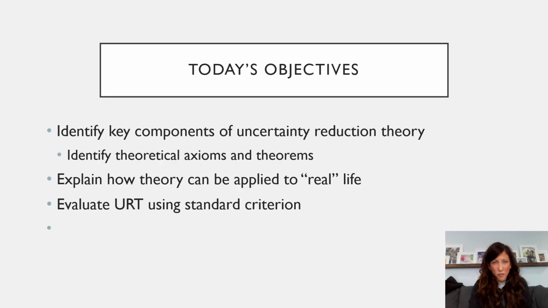As always, our general objectives for the day are to identify not only the major idea of a theory, but also to look at the more specific theoretical components. So specifically today, we're going to be looking at the various axioms and theorems that uncertainty reduction theory suggests. We'll try to apply it to real life, and of course, we'll also try to critique the theory by the end. So let's jump right in.